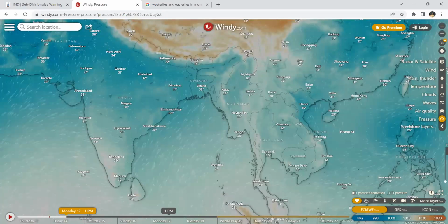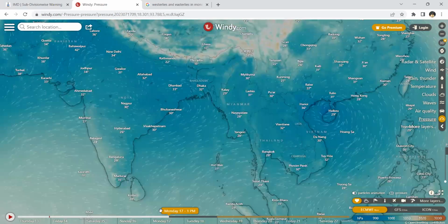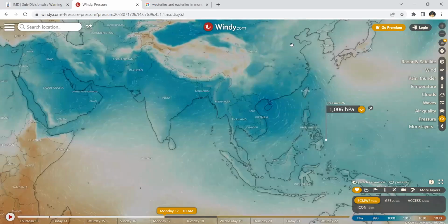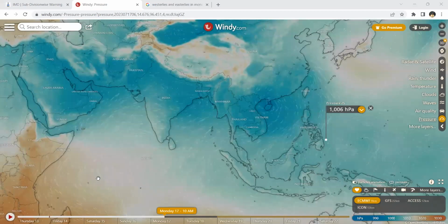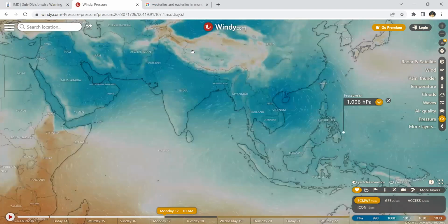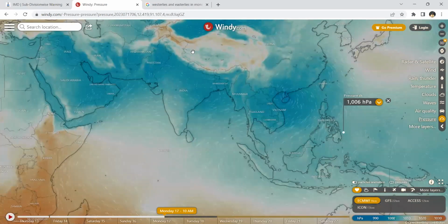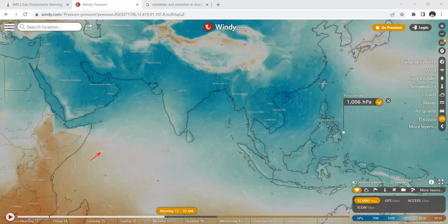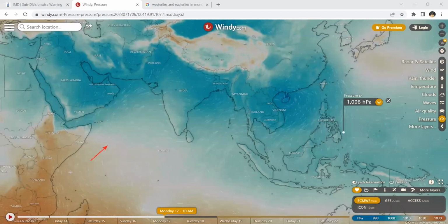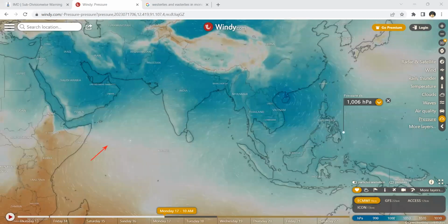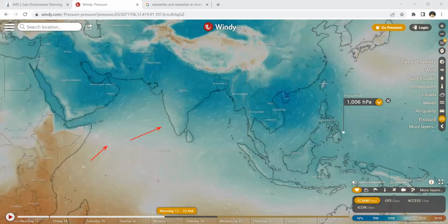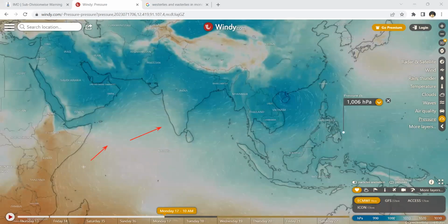So I'll go to 17th, and I'll show you how the pressure is changing. So basically what happens is the Somali jet originates from Kenya, Somalia region, where there is currently a high pressure. From here the Somali jet originates, and it travels from the southwestern direction towards the Indian subcontinent. So what happens is, the higher the pressure in Somalia, the faster the winds move.